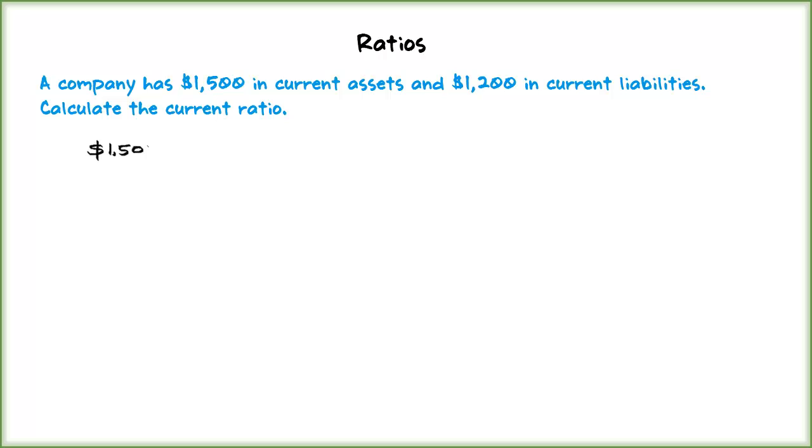The current ratio for this company can be expressed as 1.25 is to 1, calculated by dividing $1,500 by $1,200. In this case, the ratio 1.25 is to 1 implies that for every dollar in current liability, the company has $1.25 in assets.